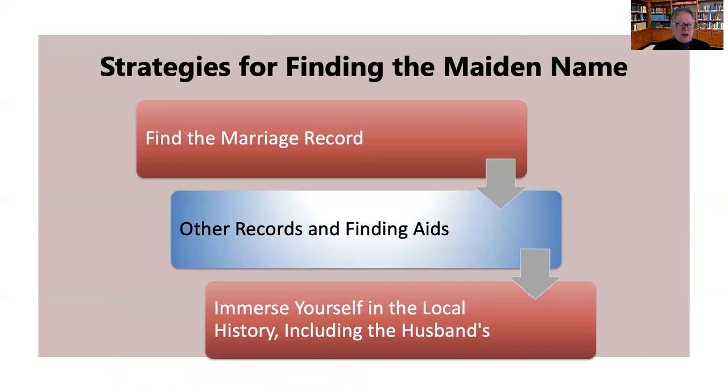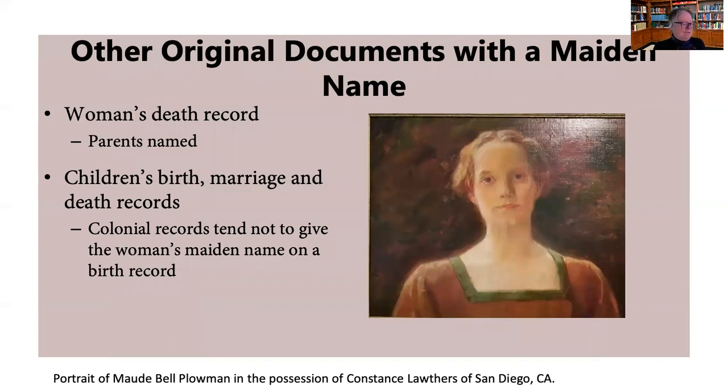Now let's look at other types of records which may have the maiden name. First, what are other original documents with a maiden name? Consider your ancestress's role: individual, mother, sibling, aunt, niece. For example, her death record may name her parents. Also, seek out the records of her children. Her children's death records could provide her maiden name if the informant had that knowledge.